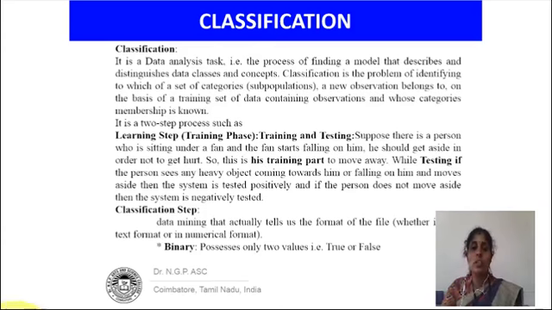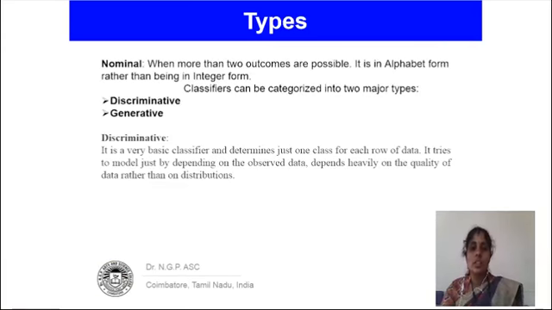In the classification step, it tells the format of the file, whether a text format or a numerical format has to be followed. And next comes binary. The binary possesses only two values, that is true or false. As I said in classification, two broad categories, girls and boys, are there. So here we have only broad categories, girls is 20, boys 20, and like that we calculate. Likewise in binary, we calculate only yes or no type of values. Next is nominal. When more than two outcomes are possible, it is in alphabet form rather than integer form.